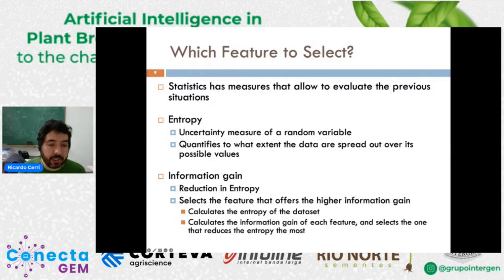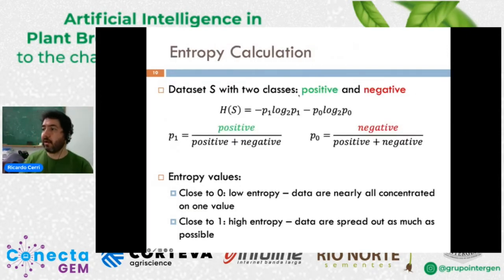So we are going to calculate the entropy for a data set, and then calculate the information gain for each feature and select the one that reduces the entropy the most. The higher the entropy, the more confusion I have in my data. So we want to select a feature that decreases entropy. The feature that decreases the entropy gives me the highest information gain. So that's going to be a good feature.